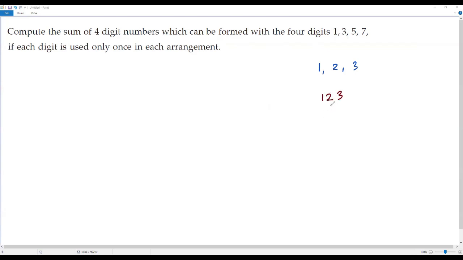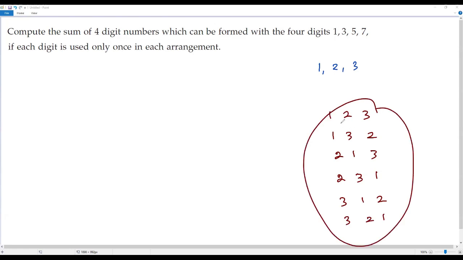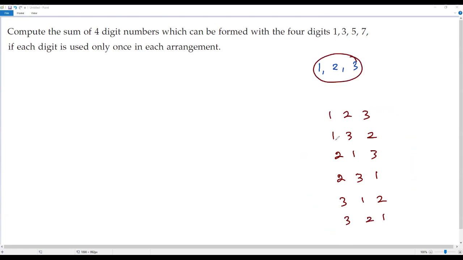The next one is 132. The next one is 213. The next one is 231. The next one is 312. The next one is 321. So these are the 6 3-digit numbers which have been formed with these 3 digits. When you look at each arrangement, each digit is used only once.